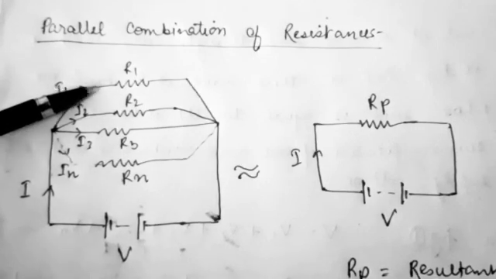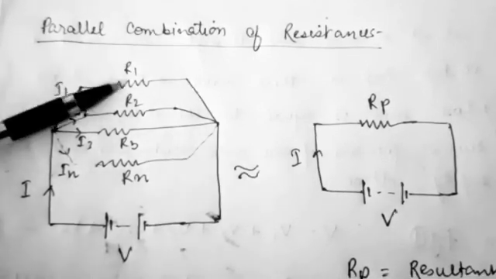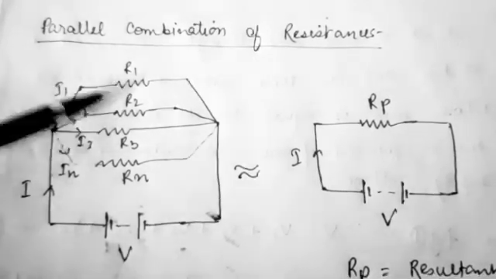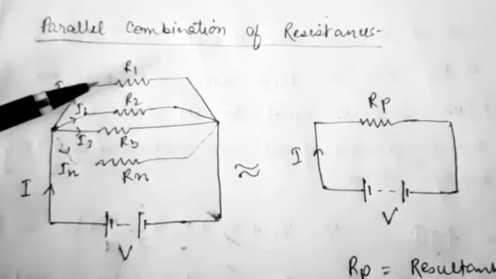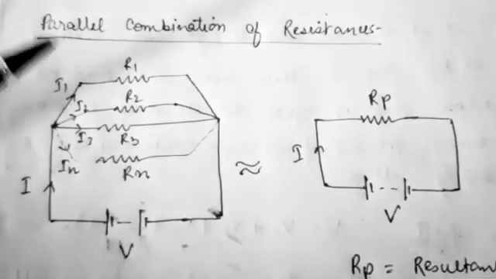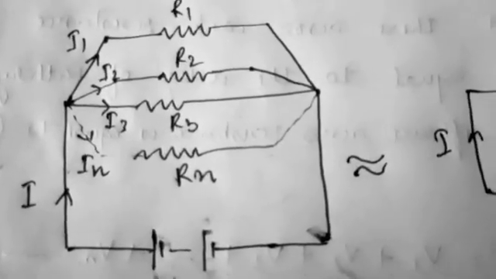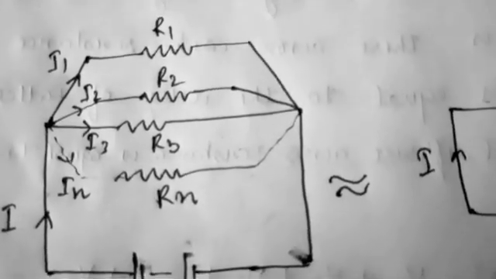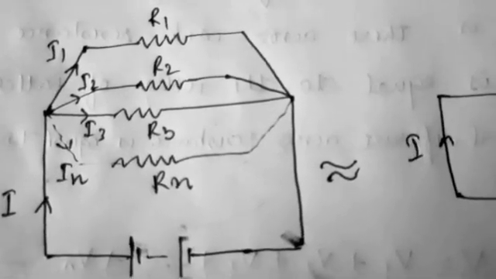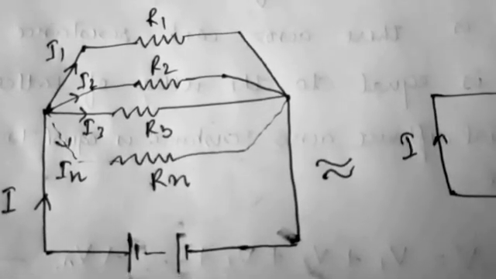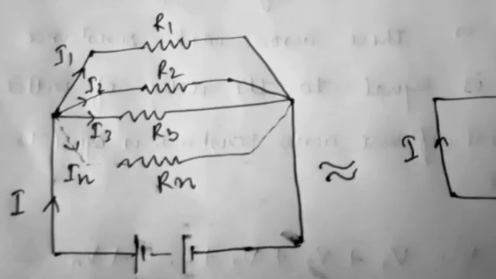as per Ohm's law. When the resistance is more, the current will be less; when the resistance is less, the current will be more. Now because R1, R2, R3 and Rn have the same potential difference, the current flowing through them will depend upon the resistance. Higher the resistance, lower the current; lower the resistance, higher the current.